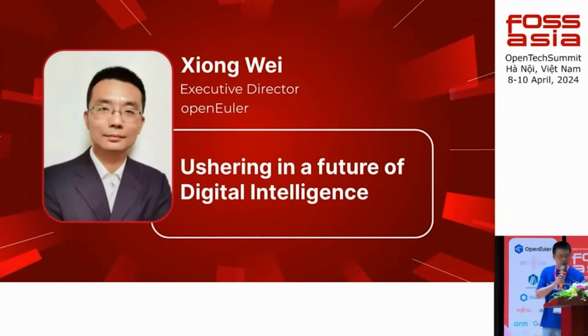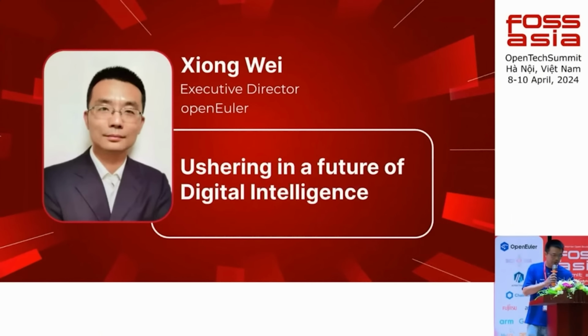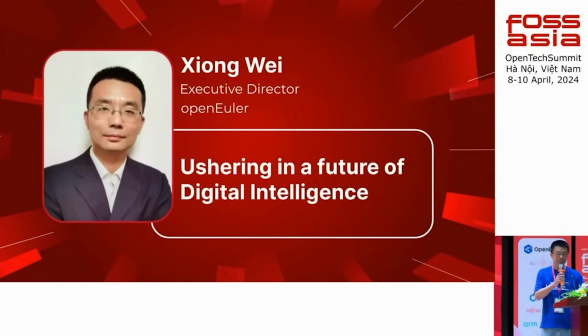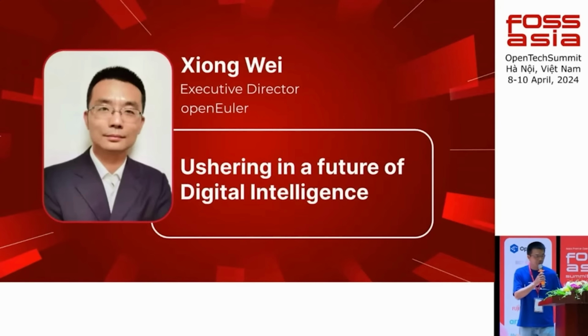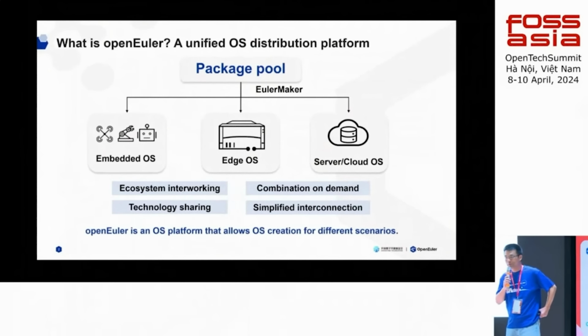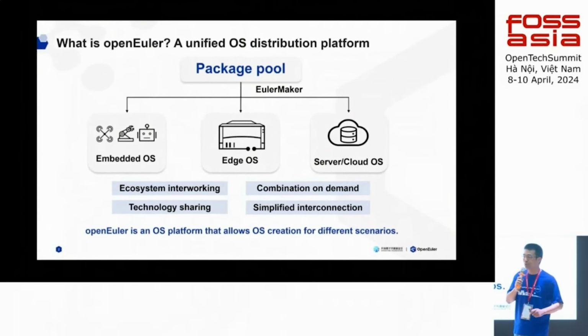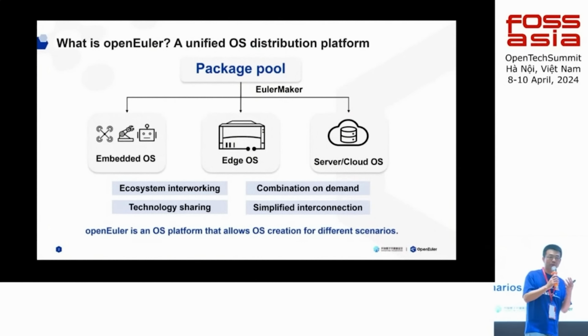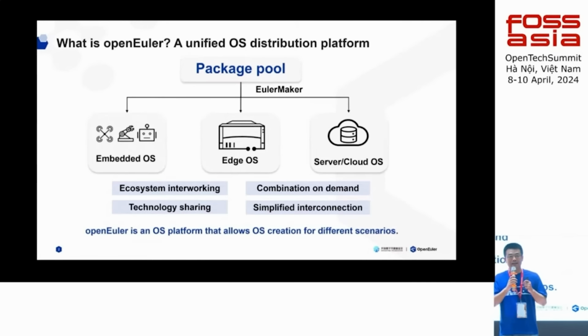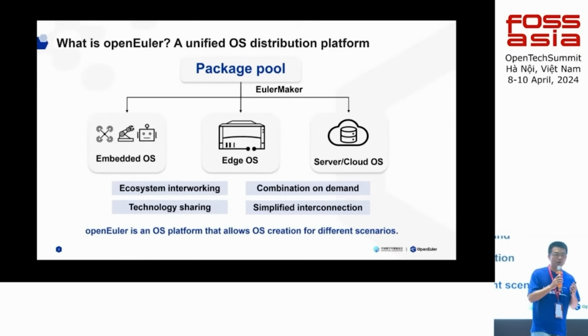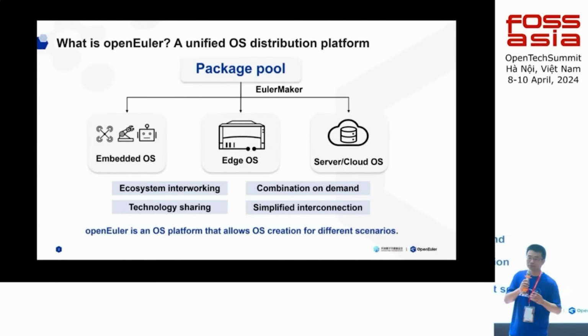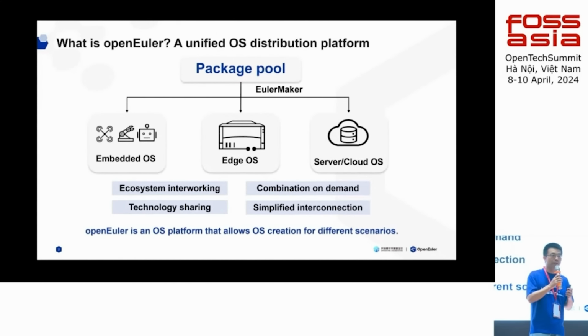Okay, let's do a brief introduction of openEuler. I'm the executive director of openEuler. Ushering in a future of digital intelligence. If you want to use simple words to explain what openEuler is, I think there are 3 technical labels for openEuler. The first one is all scenarios. When we're talking about the OS, it is very complicated, from cloud, server, and edge to embedded. They are very different kinds of scenarios. How to make the OS meet different scenarios, that is the key question for operating system developers.